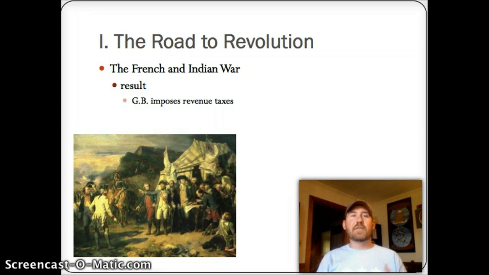Also, as a cause of Britain having to pay for this war, they began to try to raise money to pay off their debts that they had accrued because of this war. And the way that they go about doing this is to impose what are called revenue taxes on the colonists.